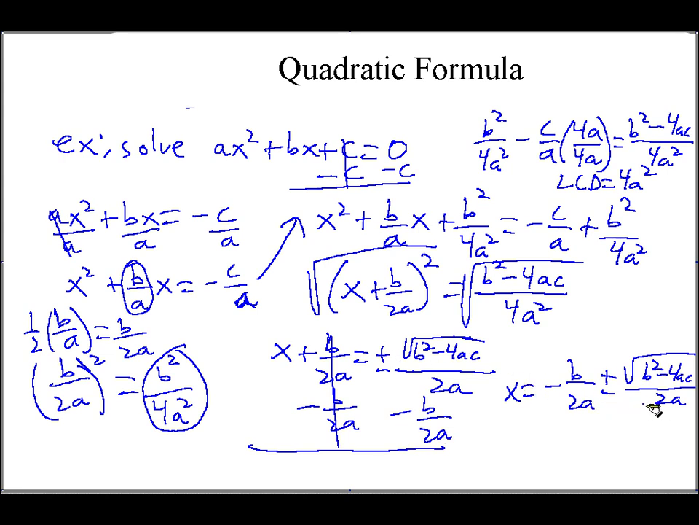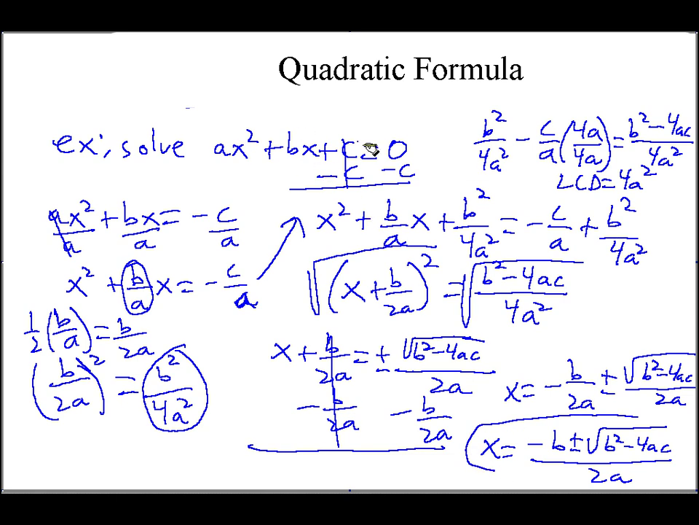Again, same denominator, just put it together. So x is equal to what? Negative b plus or minus the square root of b squared minus 4ac all over 2a. So my solution after I complete the square on the standard quadratic equation up here is going to be x equal to negative b plus or minus the square root of b squared minus 4ac all over 2a. So this is what I come up with.